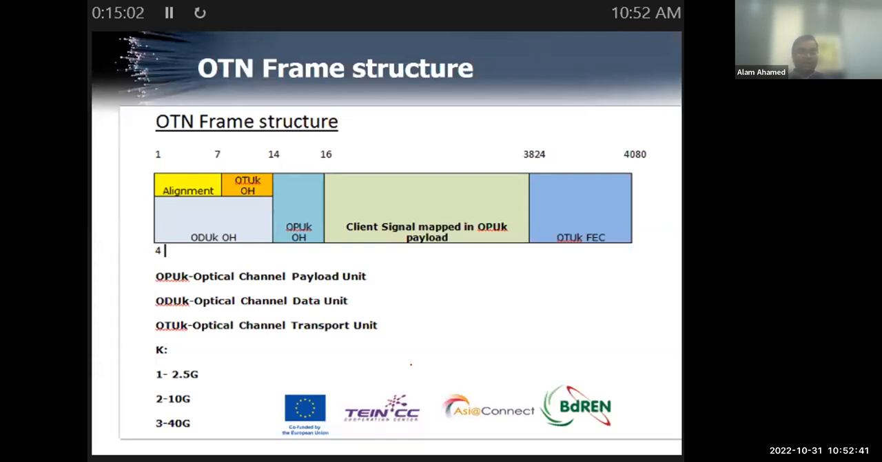7 to 40 is the OTU overhead. OTU overhead means optical transport unit overhead. 40 to 60 is the OPU overhead. OPU overhead means optical payload unit overhead. And 16 to 384 is the total payload. And 3824 to 4080 is the FEC byte. FEC byte is the correction byte.